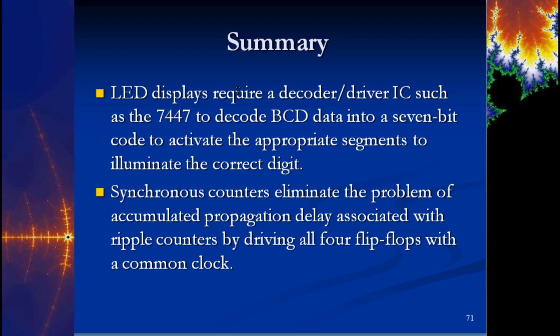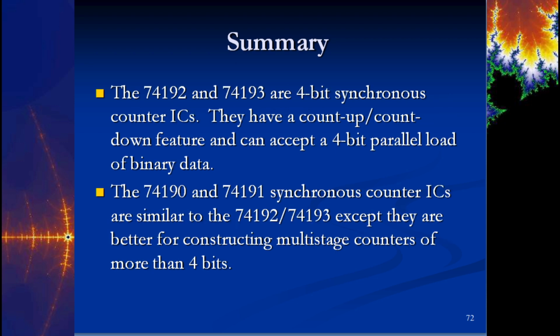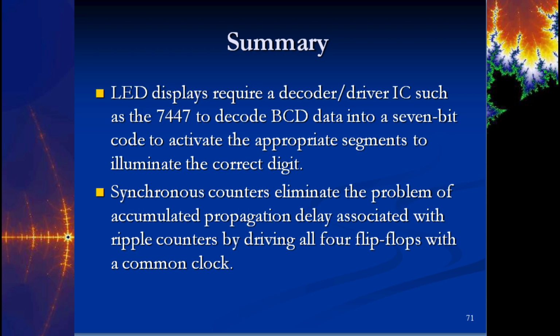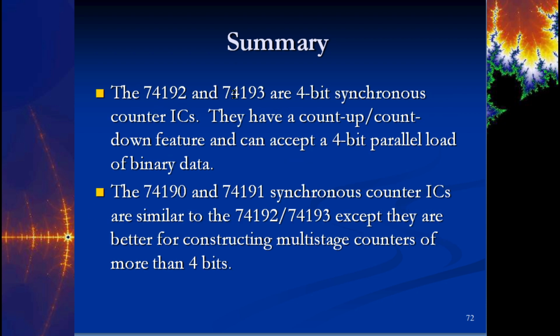And we also talked about synchronous counters, and this eliminates the problem of the accumulated propagation delay. So this allows you to run a much faster clock and a much faster circuit, and you reduce the possibility for error, which is always something we keep in mind in digital circuits and circuits in general. And there's a few more. So these are the 4 that I want you to know for synchronous. 5 if you count the 7447, but that's kind of its own thing. So the 74192, the 74193, 190, and 191.